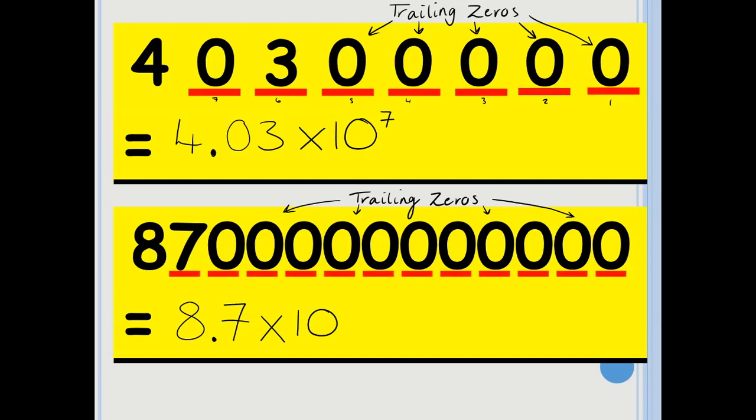So after the 8, I've got 1, 2, 3, 4, 5, 6, 7, 8, 9, 10, 11, 12. So in order to change this number into scientific notation, I need to do 8.7 times 10 to the power of 12.